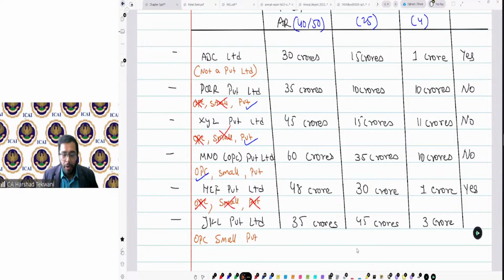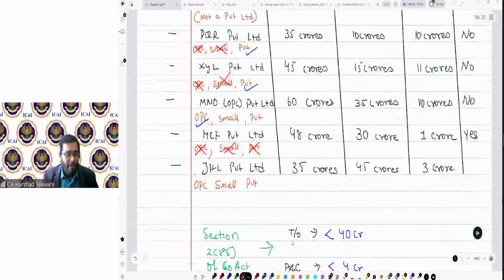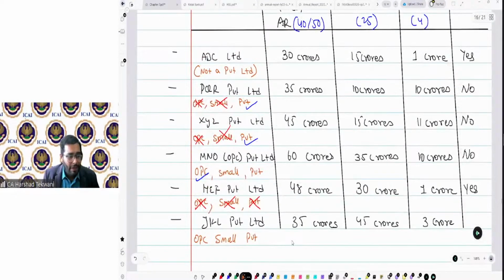So on these three parameters, what will be the scenario? First, whether OPC. OPC, it should be less than 40. No, it's not an OPC. Small, less than 40 and less than 4. Yes, this is less than 40 and less than 4. Paid up share capital less than 4, turnover less than 40. So small exemption is available.